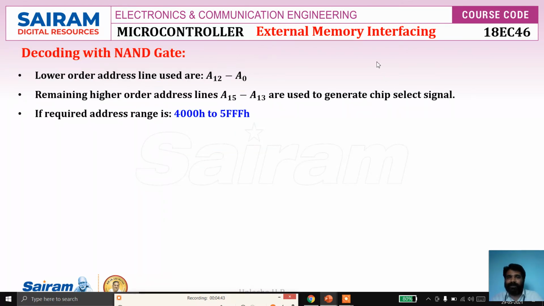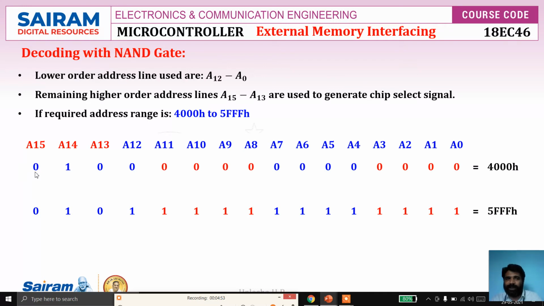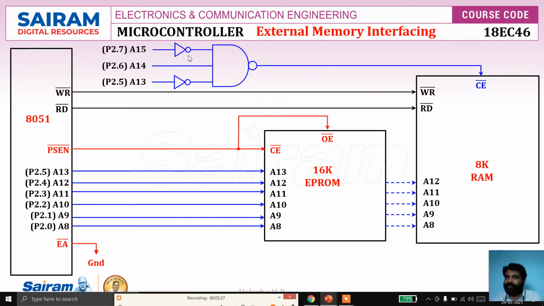Suppose the required address range is 4000H to 5FFFH. In binary, 4 means 0100, the remaining are zeros. Next, 5 means 0101, the remaining are ones. Again here are the unused pins. Observe, if the address pin value is 0, we pass it through a NOT gate. If it is 1, it passes as it is, because to get the output of the NAND gate as 0, its inputs must be all 1. That is why, to make A15 and A13 one, we pass these through NOT gates. So this is the control logic for memory decoding.